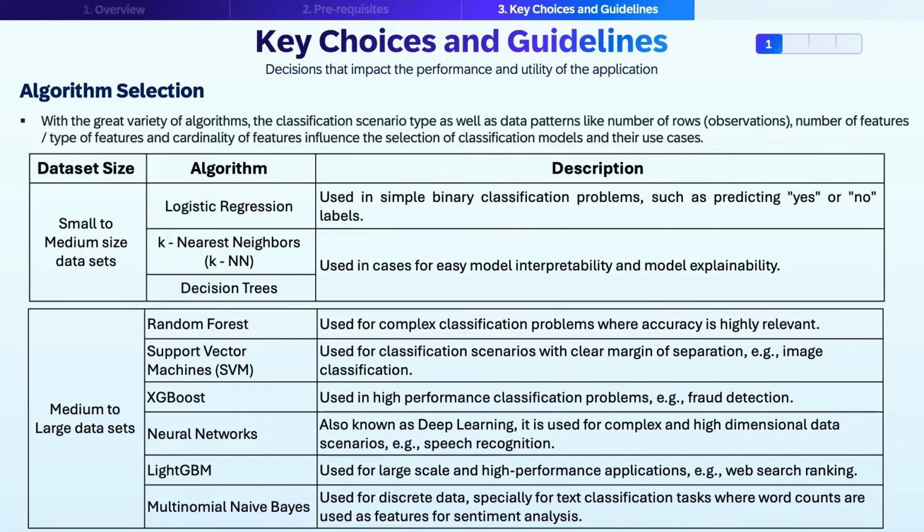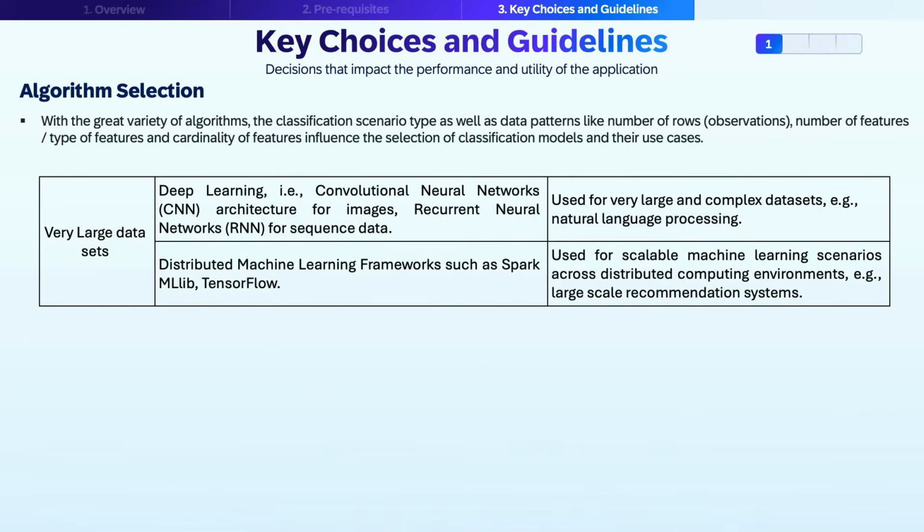Multinomial naive Bayes is used for discrete data, especially for text classification tasks where word counts are used as features for sentiment analysis. For very large data sets, convolutional neural network architectures are used for images, and recurrent neural networks for sequence data are used for very large and complex data sets, for example, natural language processing.